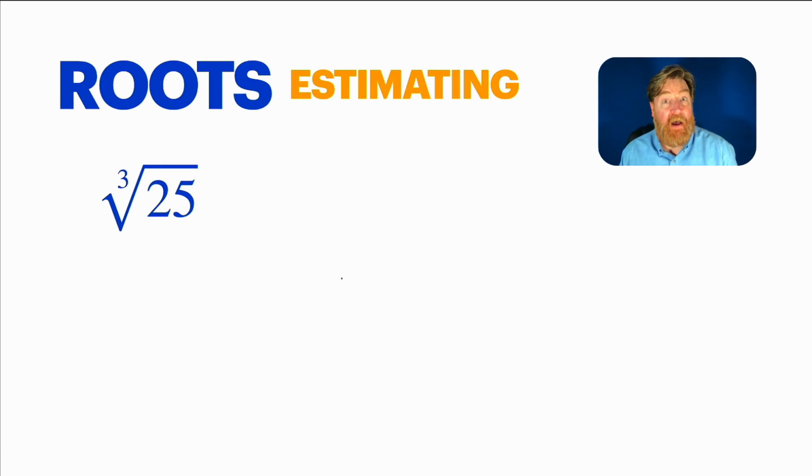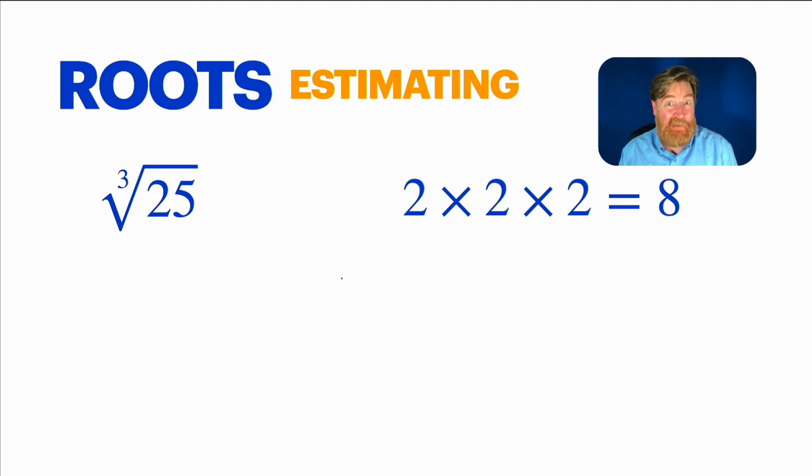The cube root of 25. So remember what we're looking for. We're looking for the number that you cube, or multiply by itself 3 times, to get 25. That doesn't seem like a nice whole number, or even a nice fraction. So what we need to do is estimate. Let's try some numbers. No, it's not 1, right? Because 1 cubed is 1. 2 cubed is 8. All right, 2 times 2 times 2 is 8. All right, that's way too small.